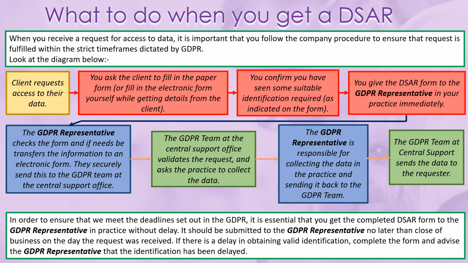If there is any delay in obtaining identification, which might be likely if somebody has come in and asked for their data without bringing appropriate identification, the form should still be completed and submitted to the GDPR representative immediately. A note should be made that the identification was not available at the time of the request, and the GDPR representative should then take steps to make sure they see valid identification before submitting the form to Central Support.